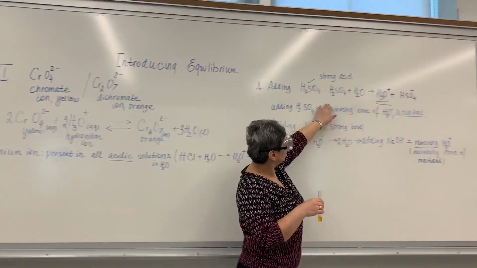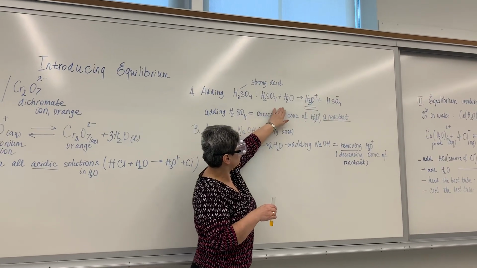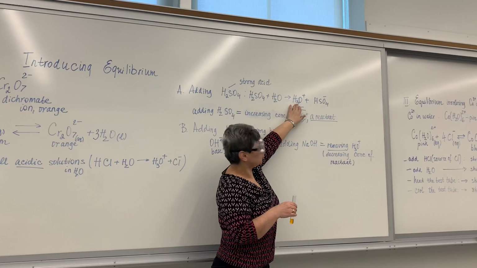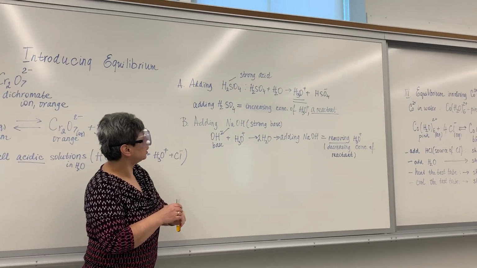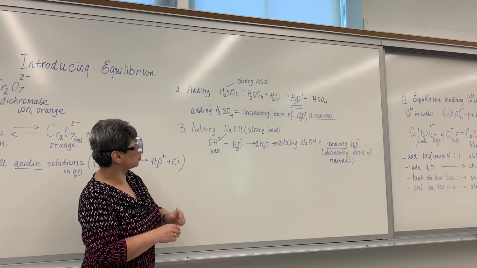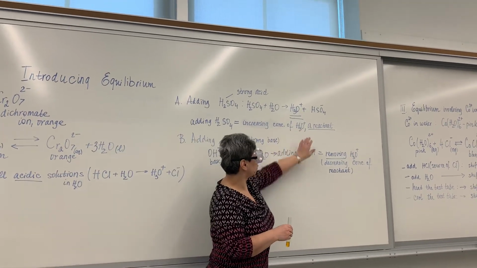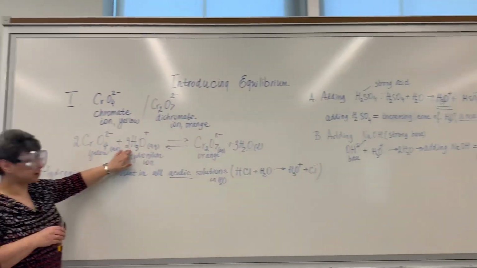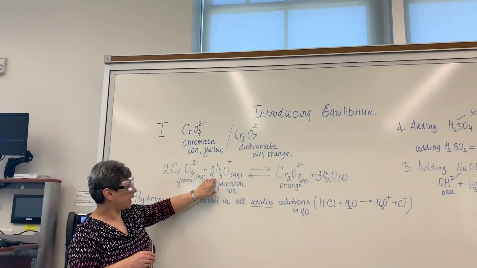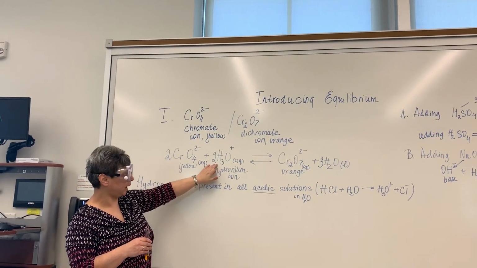I actually wrote the equation of what happens with sulfuric acid in water, and you can see it does generate hydronium ion. So by adding sulfuric acid to my potassium chromate, I actually introduced more hydronium ion, an increased concentration of hydronium ion. In our original reaction here, hydronium ion is a reactant. So by adding sulfuric acid, I basically increased the concentration of a reactant.